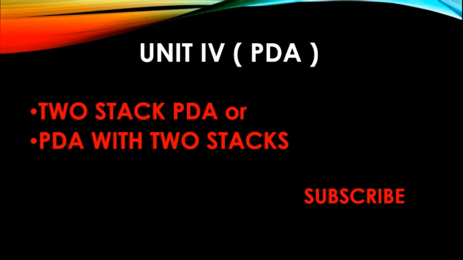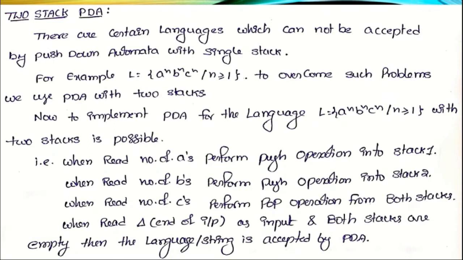But whenever we implement a pushdown automaton for more than two variables, we need additional stacks. For example, with three-variable languages like a power n, b power n, c power n, the default pushdown automaton is not able to implement that language. That is the problem with the normal pushdown automaton. To overcome this problem, we use the two-stack PDA.